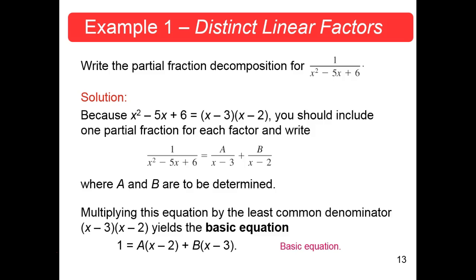Okay? Now, that's your basic equation. Now, to solve this, it should be true for any x. So, why not choose convenient x's, like x equal 2? And that would give you 1 is equal to, this goes to 0, minus b, so b is equal to minus 1. So then you'll go back in and put a minus 1 over that one. And then you put x equal 3, another convenient form, and that makes this go to 0, and that would give you a is equal to 1. So you put 1 there. So you have 1 over x minus 3 minus 1 over x minus 2.